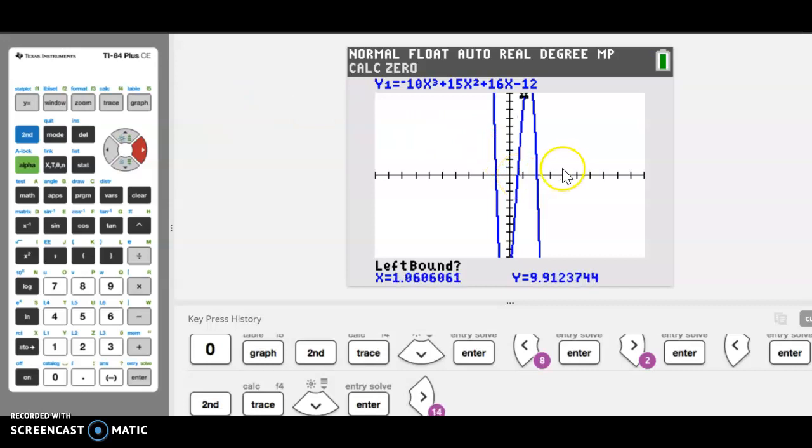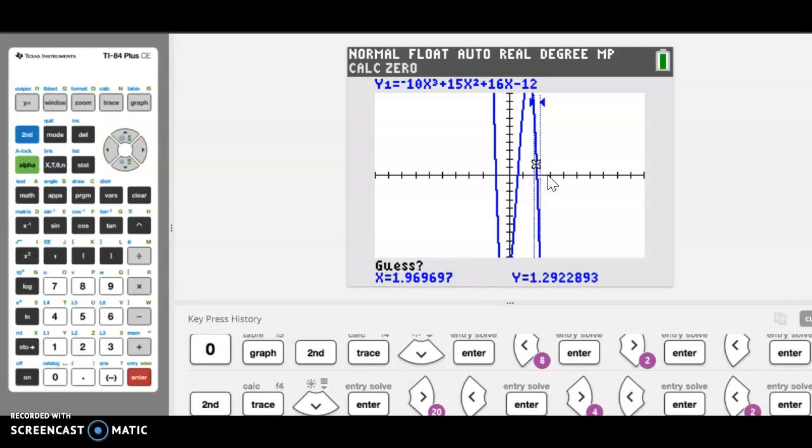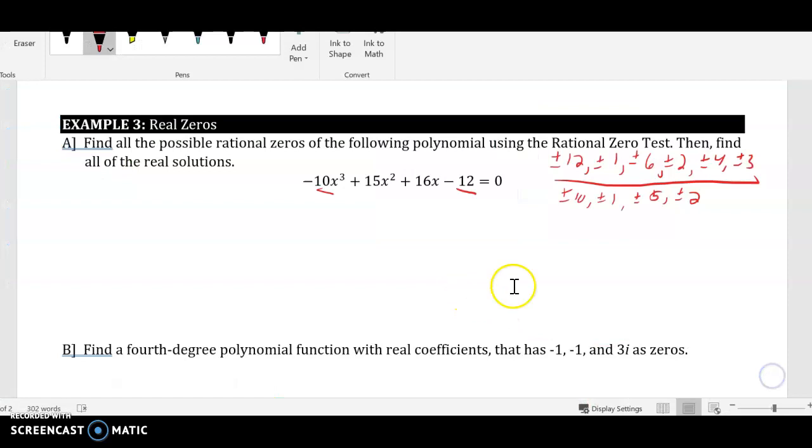This other one looks like it's right around 2. So let's try that. So I go to the left of the point, I hit enter. I go to the right of the point, I hit enter. And then I guess near the point, and it's exactly 2. And that's what I need. I need it to be an exact integer or fraction. It could be a rational number. So let's go back. Out of all this mess, I found one of my zeros is x equals 2. That's one of them. So I need to find the other 2.